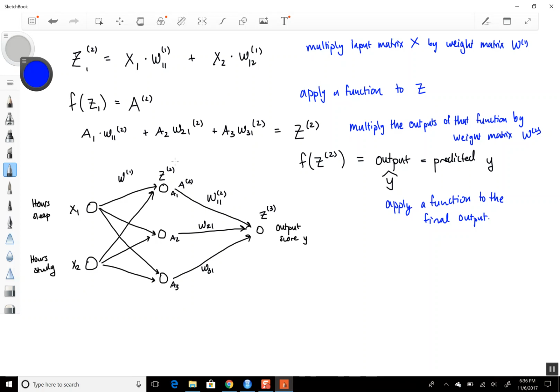Okay, so yeah, once again, in matrix notation, we'll start off with our inputs x. We multiply it by our weight matrix 1 to get our z's. We will apply the function to z's to get the activations at the second layer. And then we'll multiply the activations, the output of applying the function, we call that the activations, by the second weight matrix.